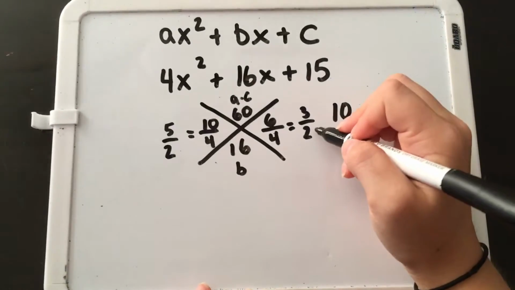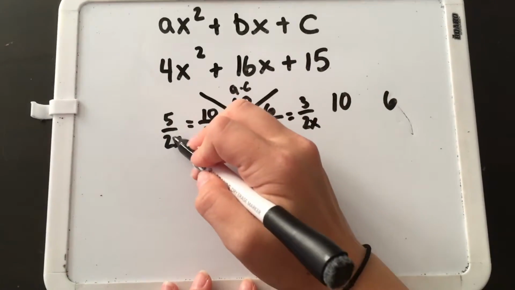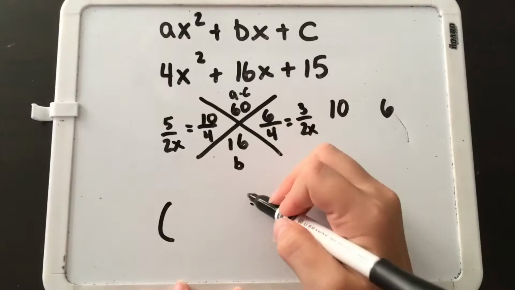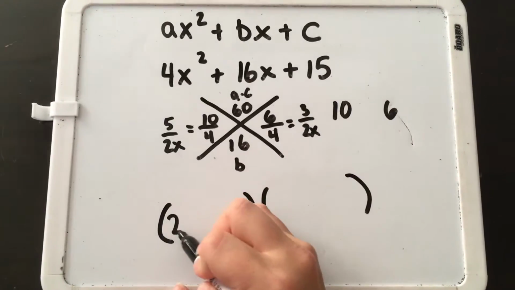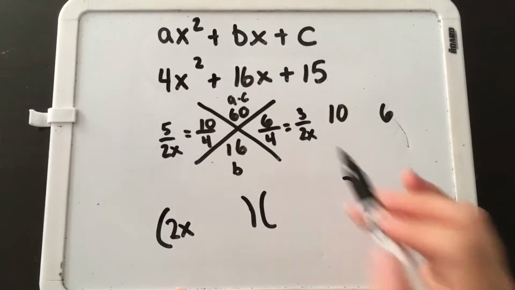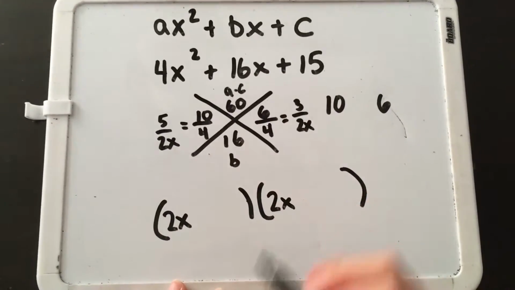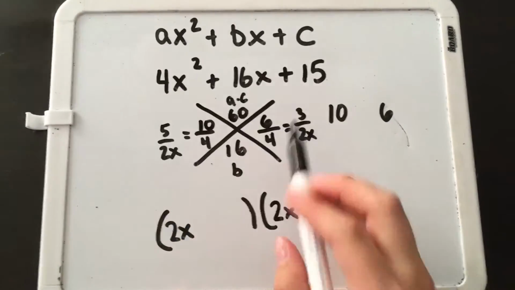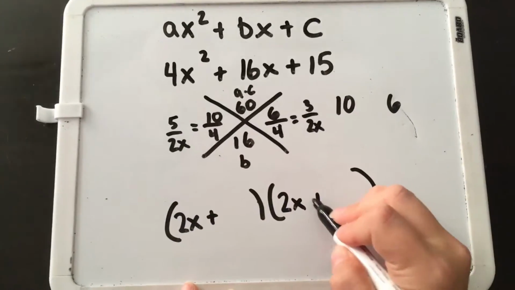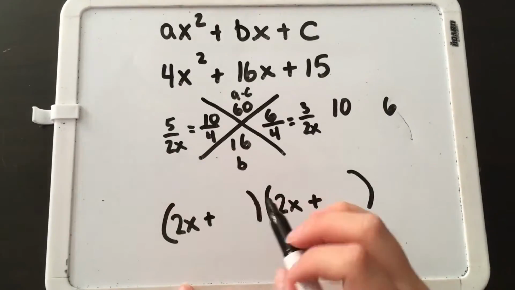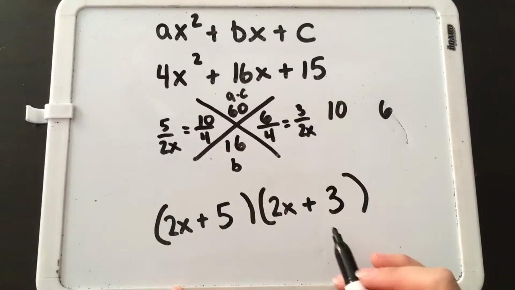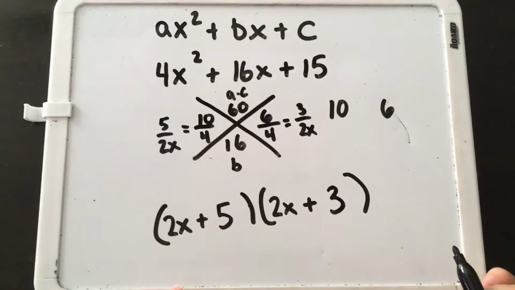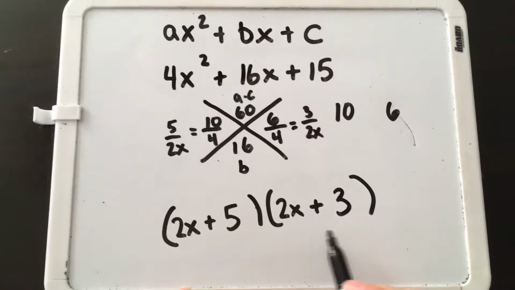Last step, throw the x next to the denominator term and set up your linear factors. Our first one starts with a 2x, and our second one also starts with a 2x. Both of our numerators are positive, so we can put in the pluses. And then our first numerator is 5, and our second numerator is 3. And then you have your factored equation, 2x plus 5, 2x plus 3.